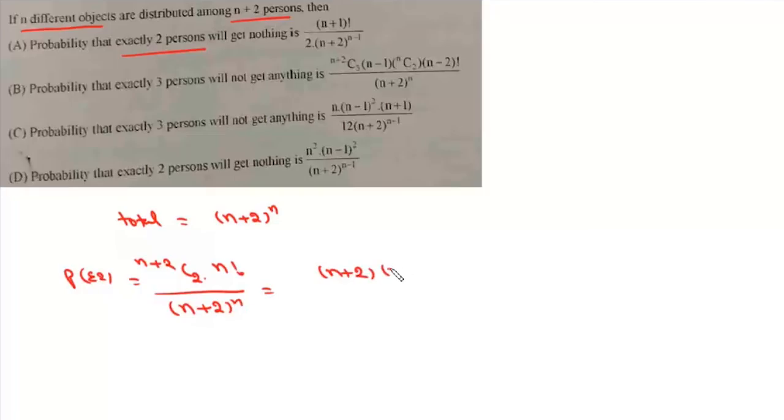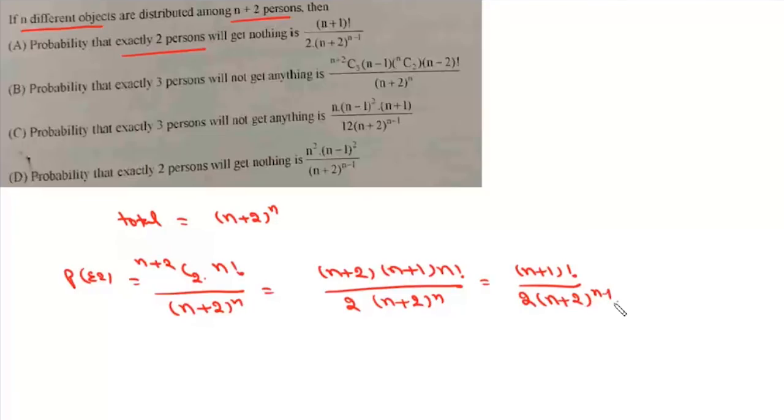Now this is (n plus 2)(n plus 1) factorial n over 2, and this is (n plus 2) to the power n. Now this is factorial n plus 1 upon 2, and this is (n plus 2) to the power n minus 1. That means this option A is correct, and option D will be incorrect.